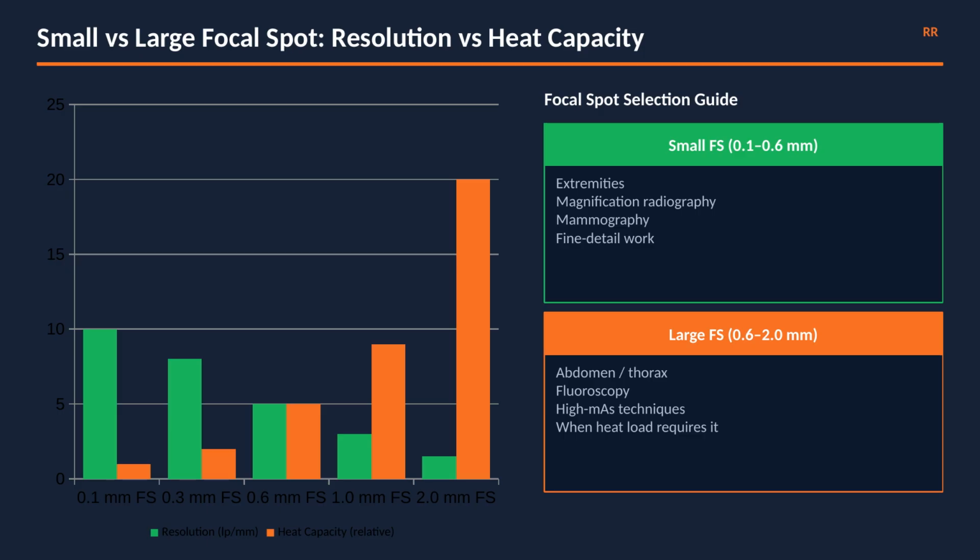Clinical decision rule: use the smallest focal spot that the heat load allows for any given examination. Small focal spot: for extremities, magnification radiography, and mammography. Large focal spot for abdomen, thorax, fluoroscopy, and any high mAs technique where heat load exceeds what the small focal spot can handle. The goal is always the best possible resolution that the technical requirements of the exam allow.